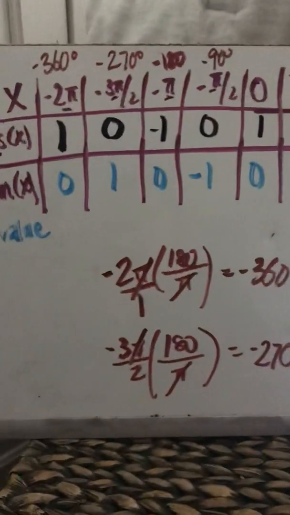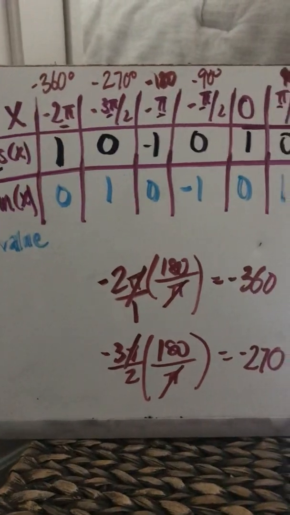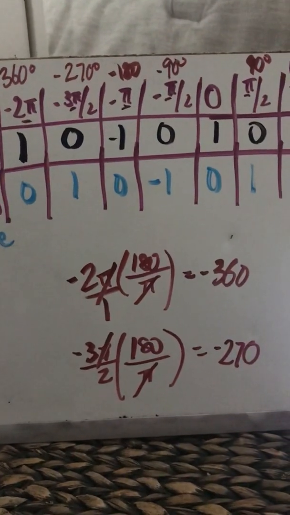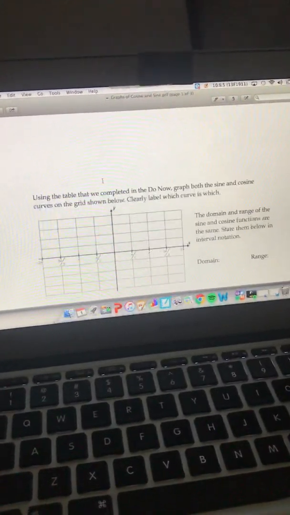Okay, so now you have your table of values here. And then at this point, if I was to ask you guys, we have this all completed. Well, I wanted to go ahead and graph them.